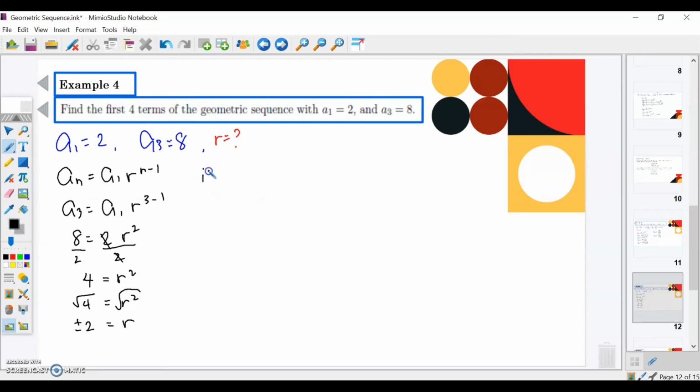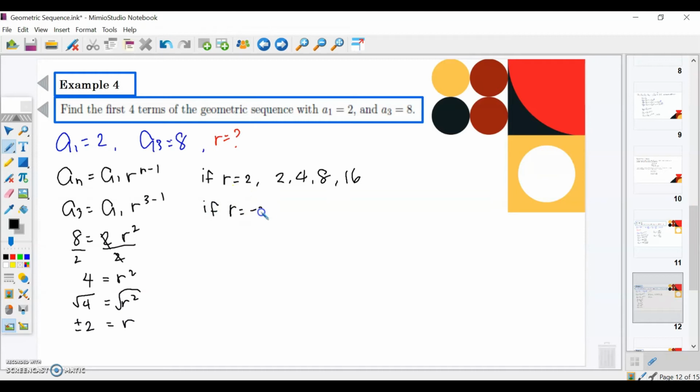Now, if we consider r to be positive 2, then we will have the terms starting with the first term, which is equal to 2, multiplied by 2, the common ratio. We'll have 4 multiplied by 2 again. We will have 8, which is the third term. And then multiplying 8 by 2, we'll have 16. This would be the first 4 terms if the common ratio is equal to 2.